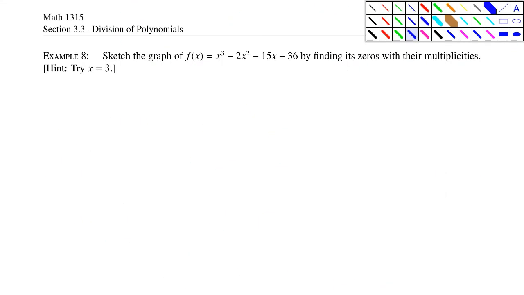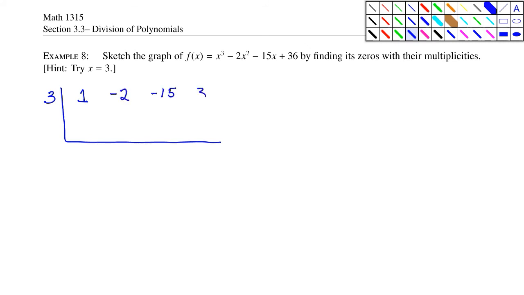Let's look at example number 8. Sketch the graph of f of x equal to x cubed minus 2x squared minus 15x plus 36 by finding the zeros with their multiplicity. And then we give you a little hint here. It says try x equals 3. So we'll start with x equals 3, and we'll do the synthetic division to see if we can reduce this down to its zeros.